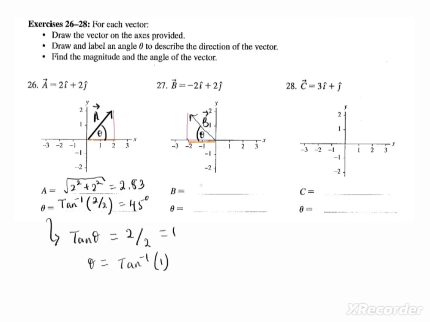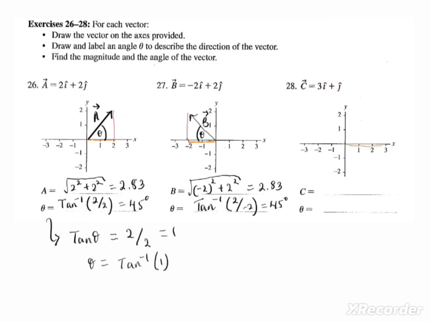So to get the magnitude, we have negative 2 squared plus positive 2 squared. Take the square root, and that is again around 2.83. So we can do tan inverse, then again 2 divided by adjacent, which is negative 2, and that gives us 45 degrees.